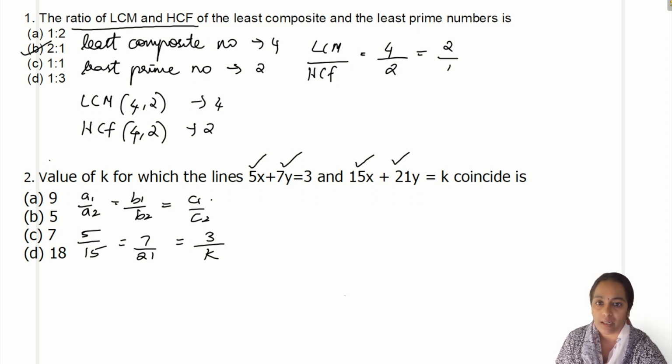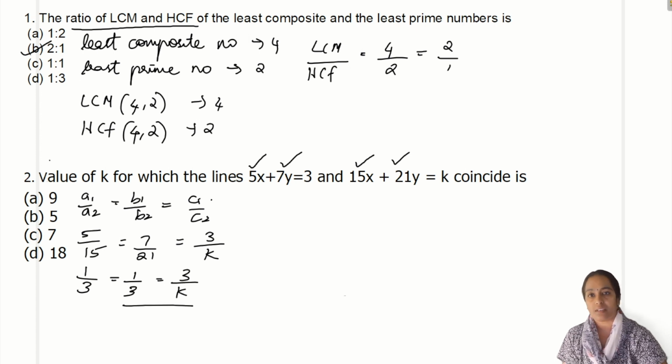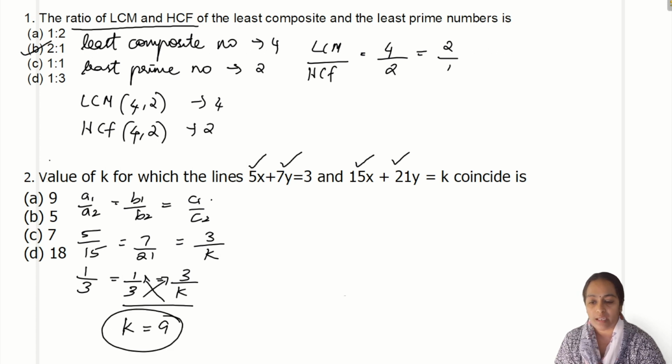Equals 3 divided by k. So what do you get here, children? We have 1 by 3, 1 by 3 equals 3 by k. The question is asking us to find the value of k. When I take 1 by 3 equals 3 by k and cross multiply, I have k equals 9. k equals 9, option A. So moving on to the next question.